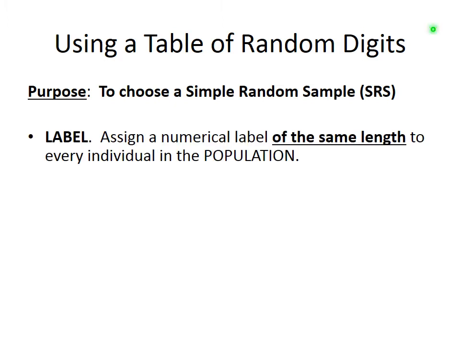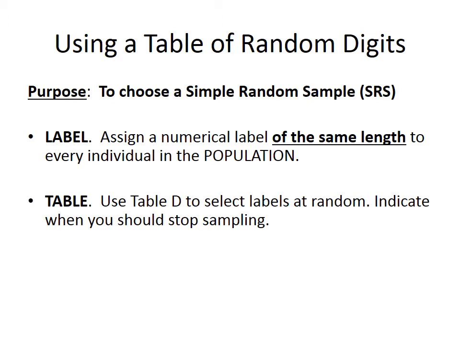The first step is to assign labels to every individual in the population. Those labels need to be of the same length. They need to all either be 1-digit or all be 2-digit or all be 3-digit labels, etc. There should be no mixture of 1-digit and 2-digit labels.